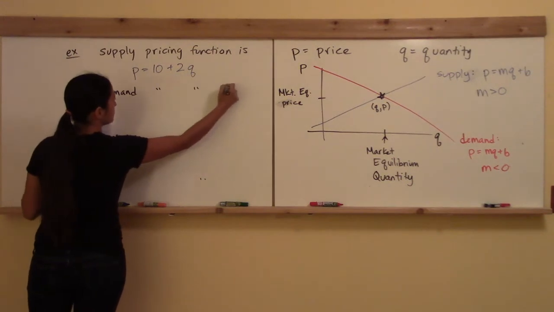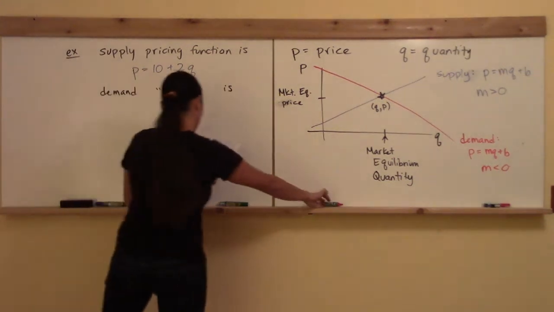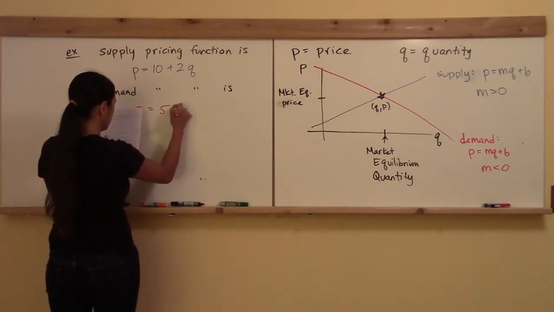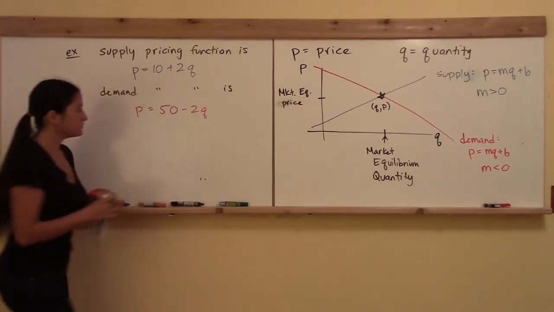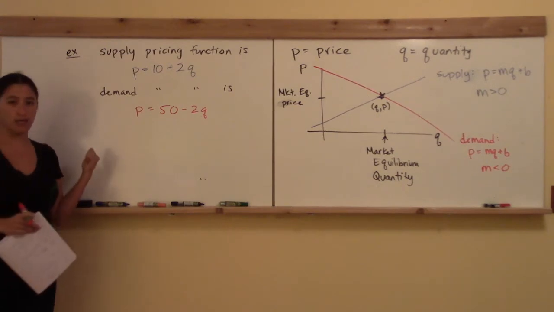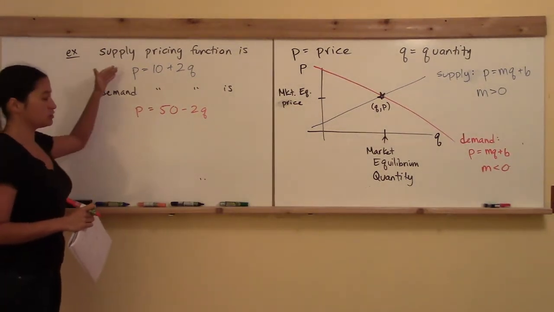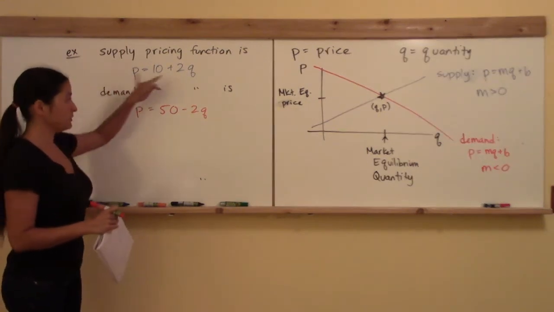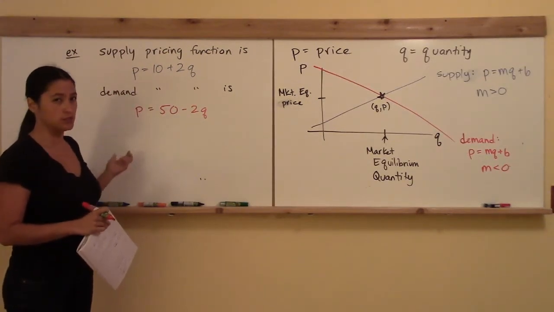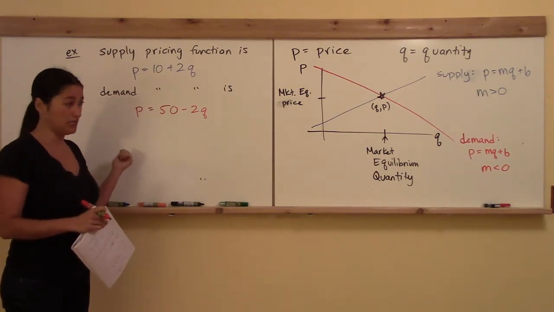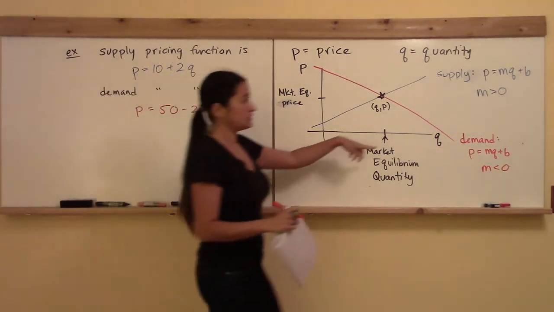Demand pricing function is going to be in red there. Let's say that P is equal to 50 minus 2Q. Okay, we have two different lines, and keep in mind that if you saw two equations that relate P and Q, and they said which one is the supply equation, which one is the demand equation, if they're linear equations, again, you're just going to go back to this hint.